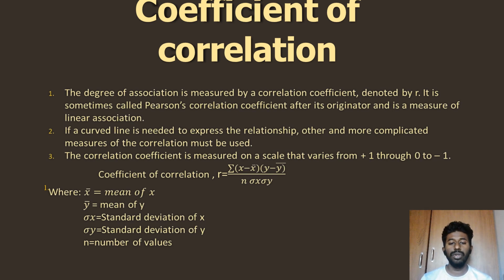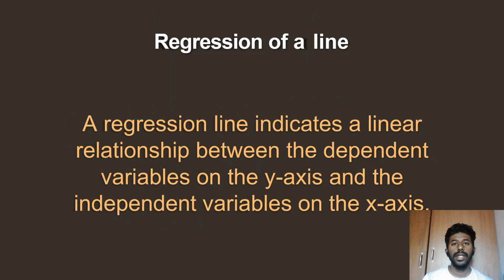The formula for coefficient of correlation is r is equal to sigma (x minus x bar)(y minus y bar) by n into sigma x into sigma y. So let's see what these terms mean. x bar means the mean of x, y bar is the mean of y, sigma x is the standard deviation of x, sigma y is the standard deviation of y, and n is the number of values given in the equation.